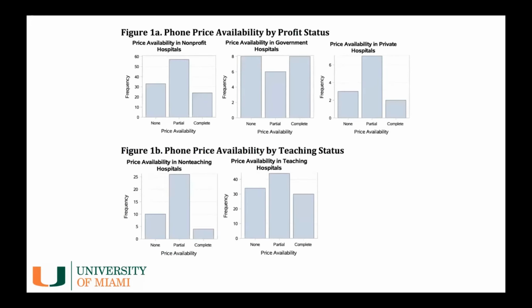This result highlights differences in available price when looking at hospitals stratified by profit status and teaching status, and the y-axis is showing frequency of price availability, while the x-axis denotes whether it was a partial or complete price. Here you see that complete prices were available at the highest frequency from non-profit hospitals in Figure 1A, and in Figure 1B, the teaching hospitals provide the most complete prices.